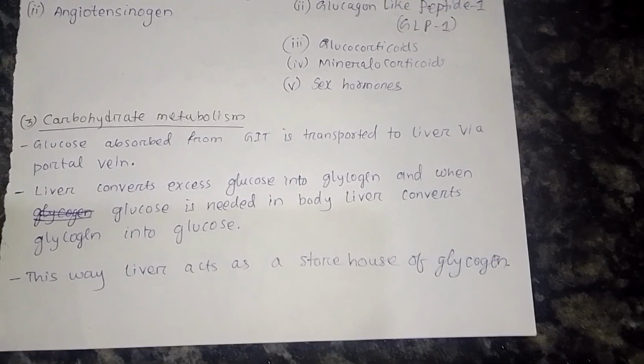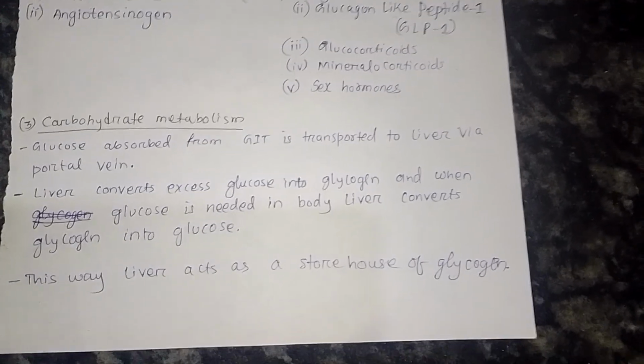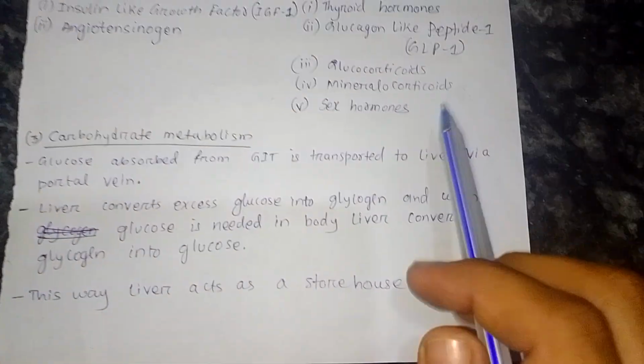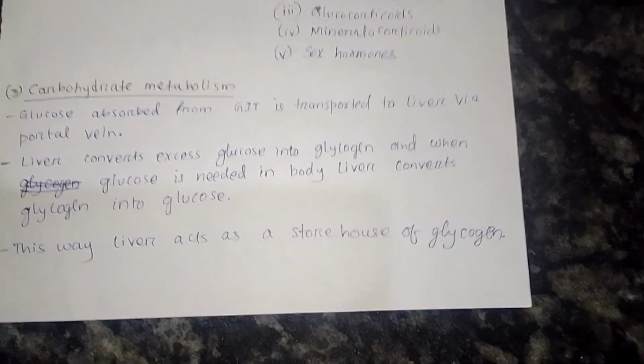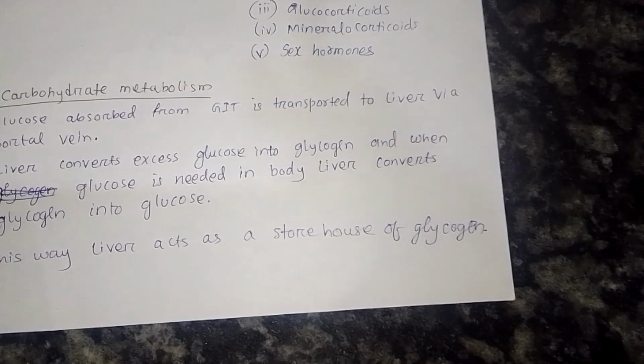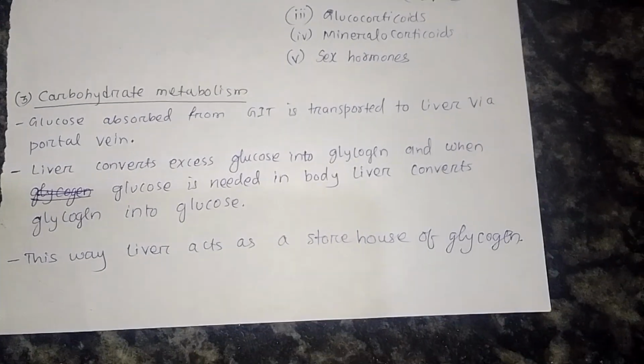Like in plants, the glucose is converted into starch. In the human body, glucose is converted into glycogen, which is a storehouse of glucose. If there is a need of glucose in the body, then the liver will convert glycogen into glucose, and the necessity for glucose will be satisfied.